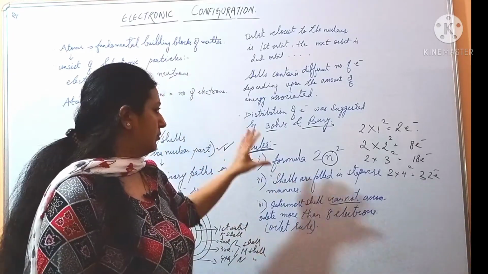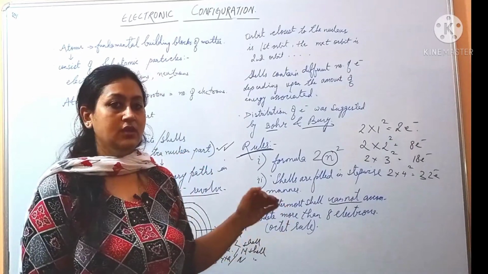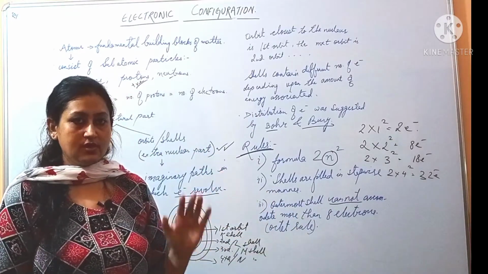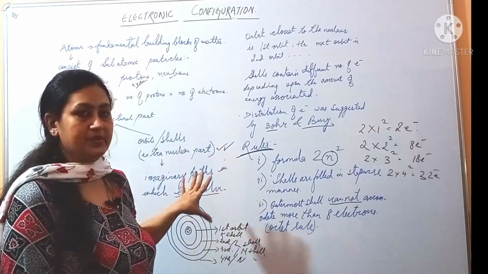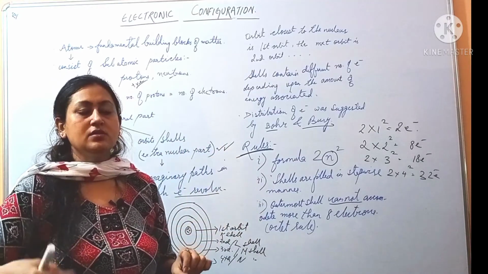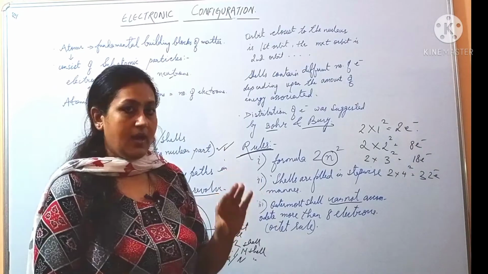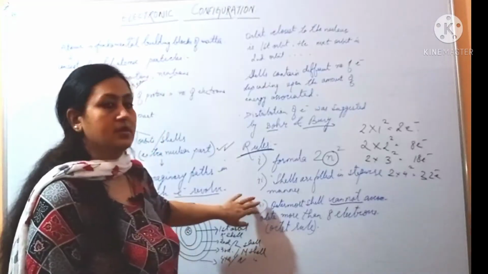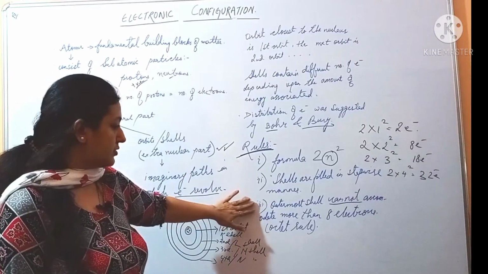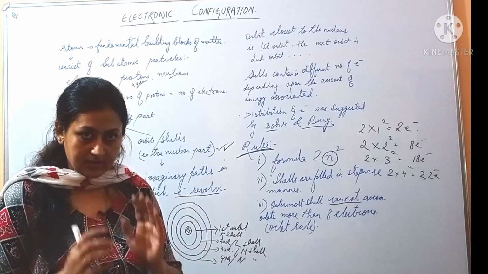You don't need to mug up these rules, children. You don't need to simply learn these rules. When I explain with the help of examples, you just need to practice electronic configuration based on these rules. And this is the most important point. This is the most important rule which you must understand.